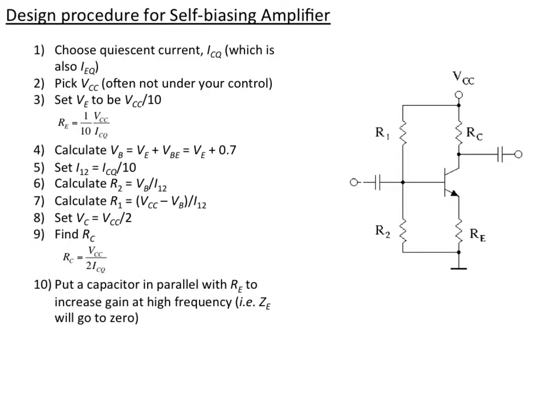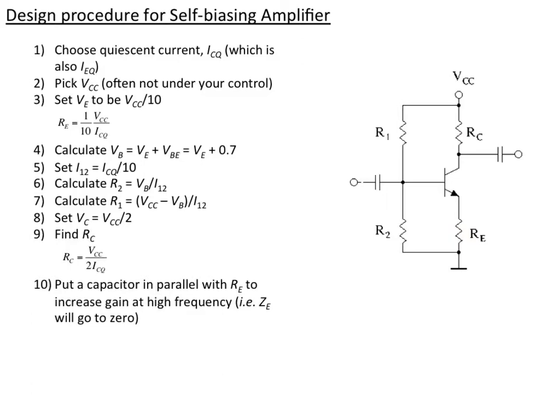Knowing this voltage to be 1/10 of that, we know the base voltage should be 0.7 higher than that. That's step 4. Now we have to set up the bias, and so we pick a current to go through R1 and R2. Most of the current is going to go through R1 and R2, and we pick that current to be 1/10 of the quiescent value going through here.